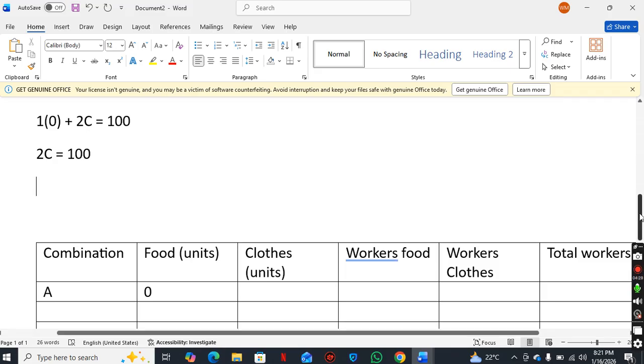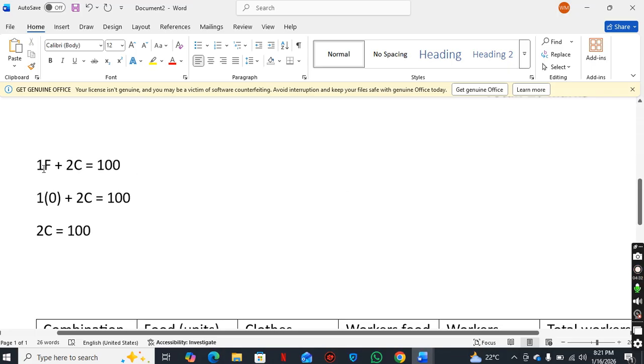For those who couldn't see my screen, this is the equation we formed. To make 1 unit of food, you need 1 worker. To make 1 unit of clothes, you need 2 workers. The total number of workers you have is 100 workers. Now we'll be choosing the number of units of food, then we'll find out how many units of clothes we can produce.